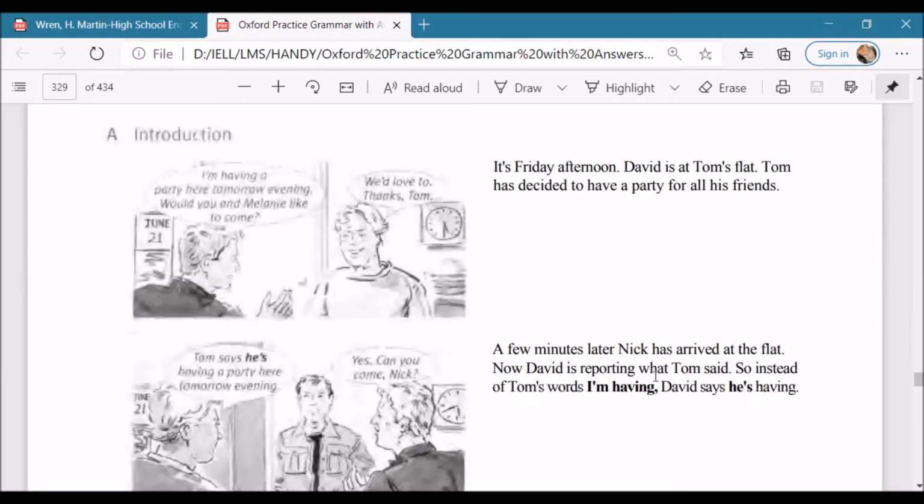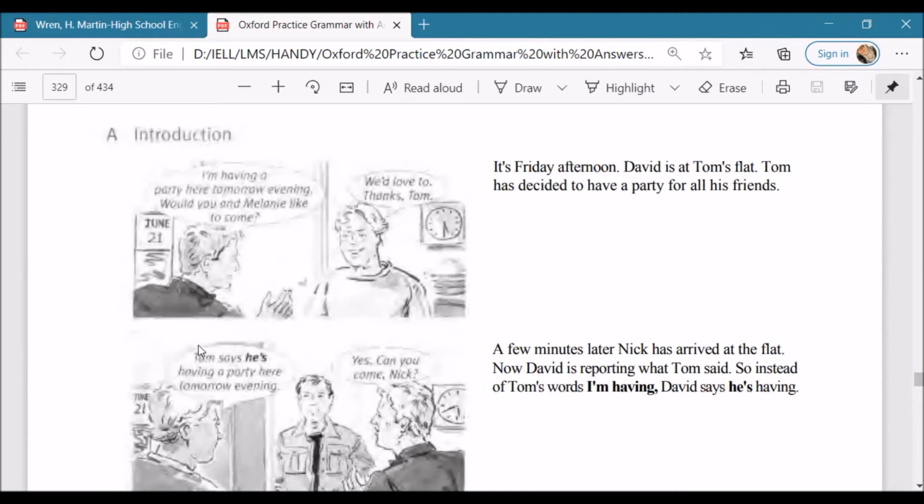Now, David is reporting that Tom said, so instead of Tom's words, I'm having, David says he's having. So here we could see that these are Tom's words: I'm having a party here tomorrow evening. So he's talking about Tom and he's David. So now, a few minutes later, Nick arrives. Here David is talking about what Tom had already shared, and then he's saying Tom is having a party. He wouldn't say I'm having a party the way Tom initially said, because David is not having a party. It is Tom who is having a party.